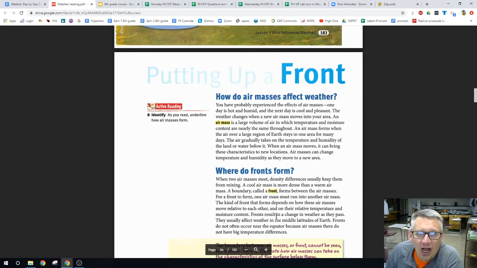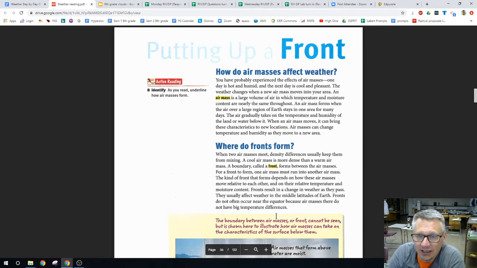Putting up a front. How do air masses affect weather? You have probably experienced the effects of air masses. One day is hot and humid, and the next day is cool and pleasant. The weather changes when the air masses move into your area.